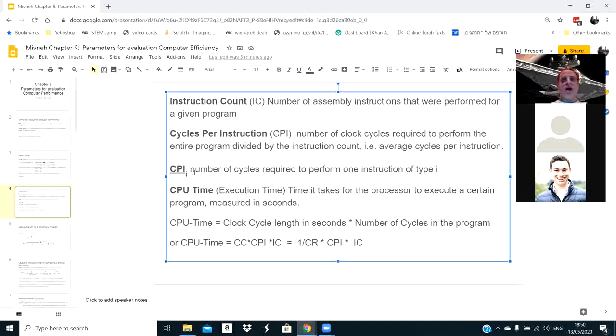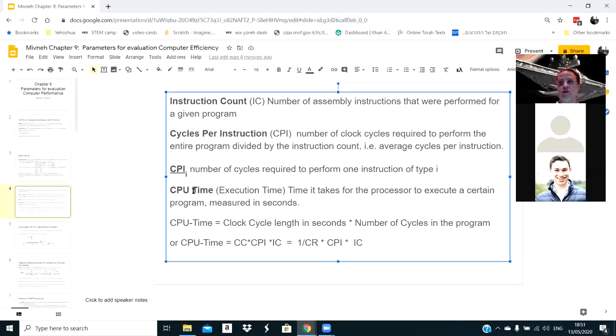Okay, CPI of I, number of cycles required to perform one instruction of type I. That's not an average. That's like this CPI, but it's for a particular one. In other words, in MIPS, the CPI of any R type is 3. The CPI of a load word is 5. So this I means for a particular instruction. This is an average. This is a particular one.